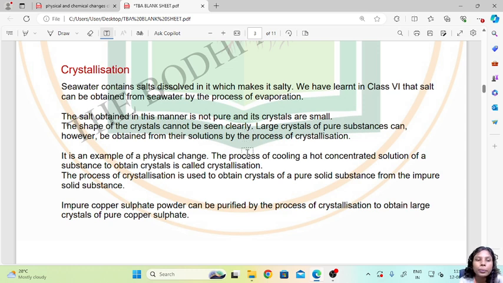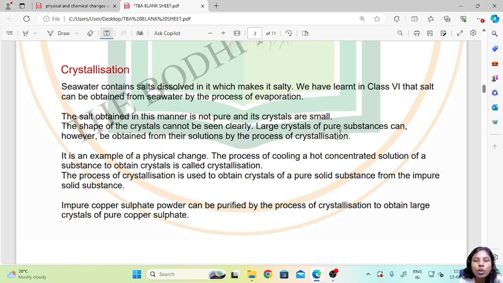The salt obtained in this manner is not pure and its crystals are very small. Why? Because seawater has many other impurities apart from the salt. If you try to evaporate water, only water will get evaporated. The rest of the impurities are still going to remain. Therefore, salt obtained in this manner is not pure. The shapes of crystals cannot be seen clearly. Also, the crystals are so small that you cannot even see them properly.